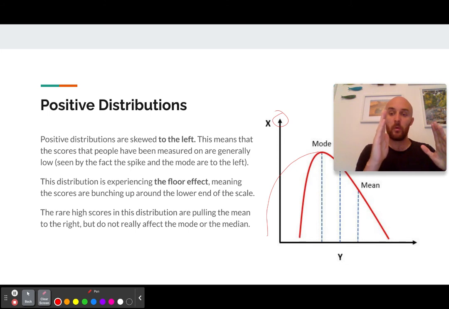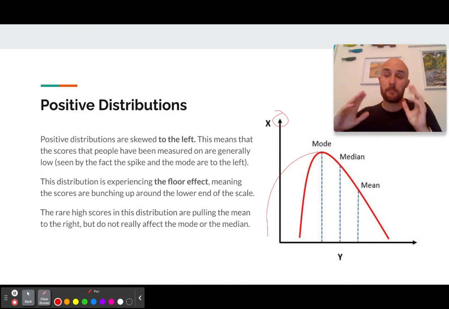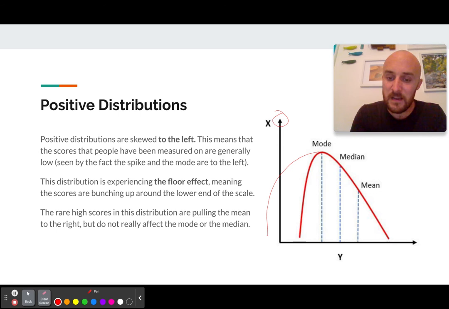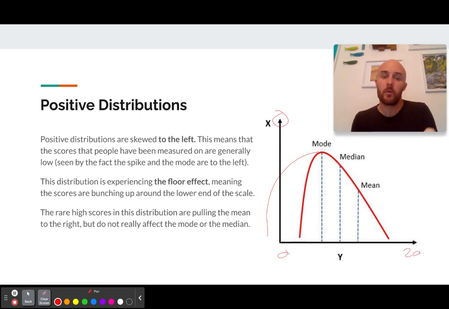Because people have done so poorly, what you're seeing here is people crashing up and squashing, bulging out that mode a little bit. So this is experiencing what we call the floor effect, meaning that the scores are bunching up towards the lower end because people have done so poorly. For example, if this was a test out of 20, you cannot get lower than 0. So how I would get you to talk about this is that the positive distribution tends to see the floor effect because the scores are bunching up towards that lower end.